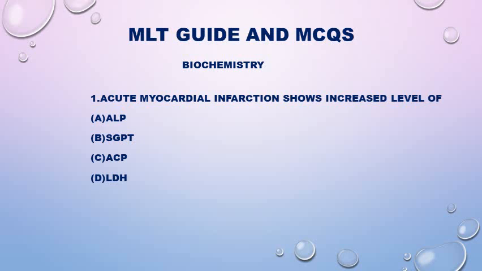Next, biochemistry. 1. Acute myocardial infarction shows increased level of options A. ALP, B. SGPT, C. ACP, D. LDH. And the answer is D. LDH.